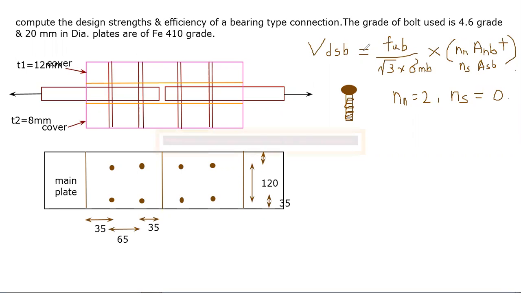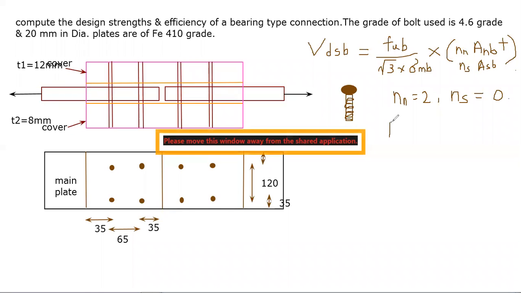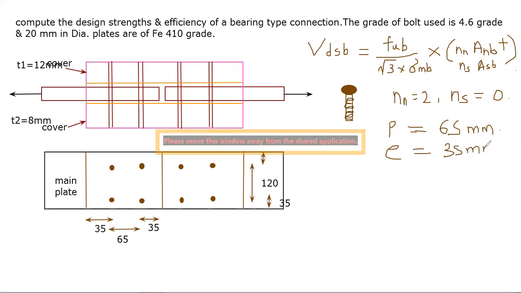As per your IS codes, the minimum pitch here is equal to 65 mm, so that's why 65 mm can be written here. Minimum end distance E is equal to 35 mm. We have written 35 in our top view diagram.